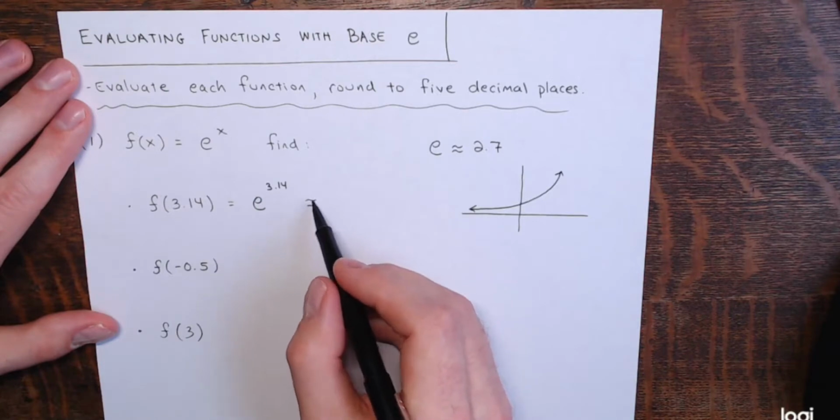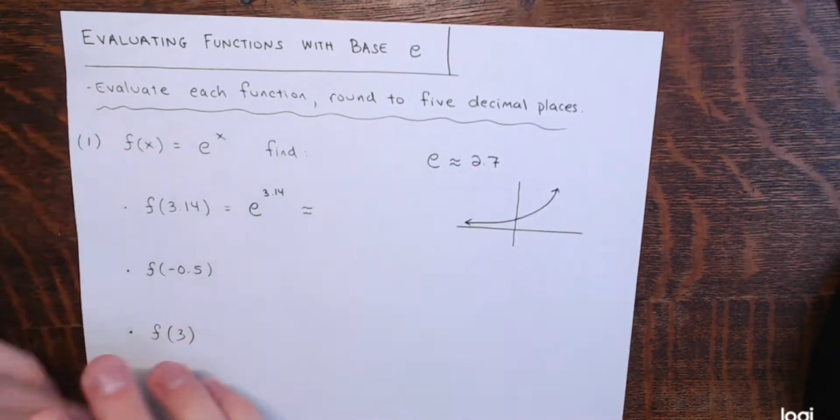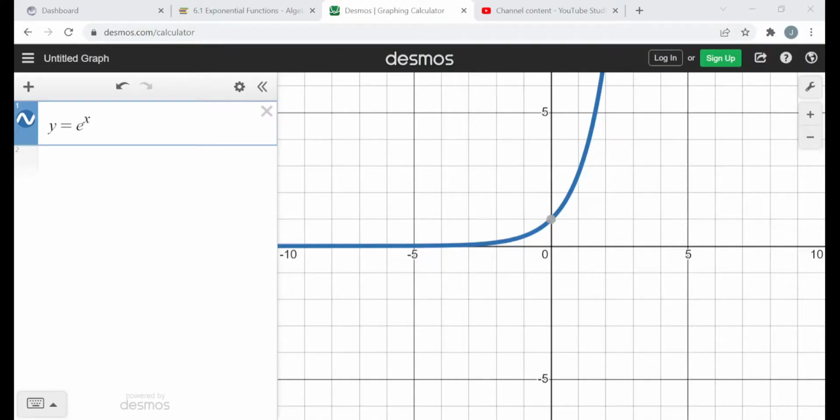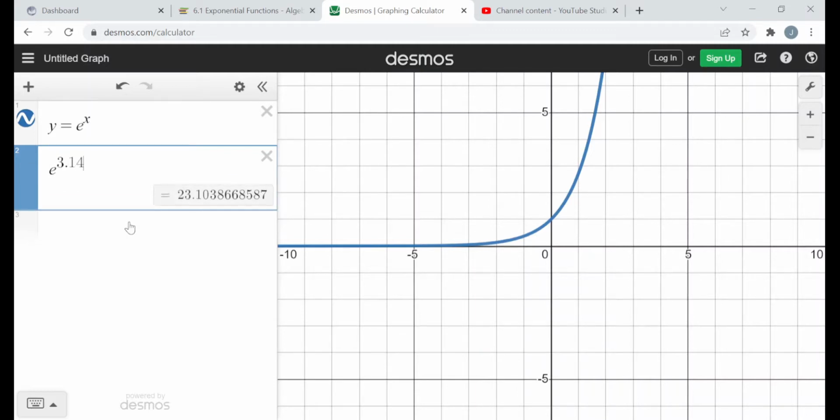And we're going to enter this and round to 5 decimal places. Back on the Desmos site here, just simply putting e raised to the 3.14 power. That's approximately 23.103866, and since the 6th decimal place is a 6, we'll bump up the 5th one to 7. So 23.10387 if I'm rounding to the nearest 100,000th.